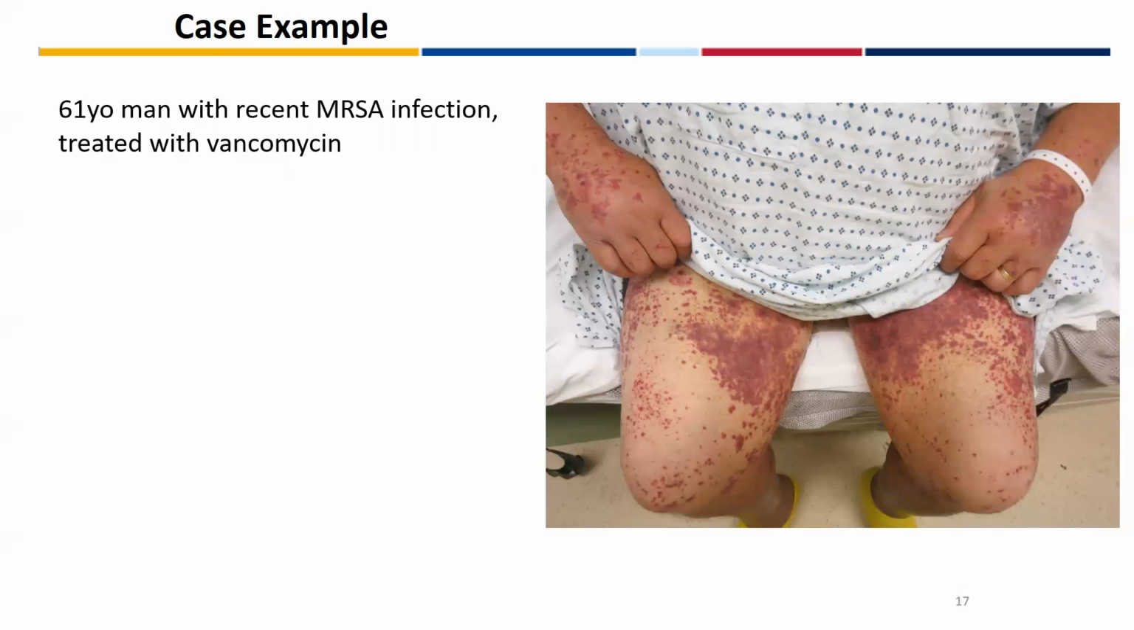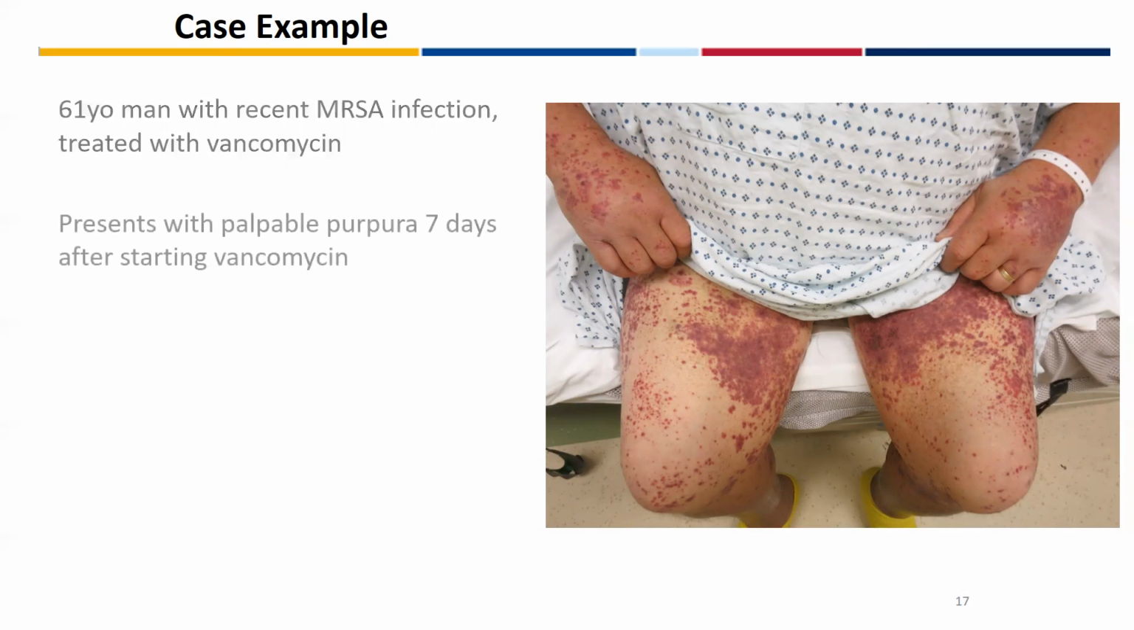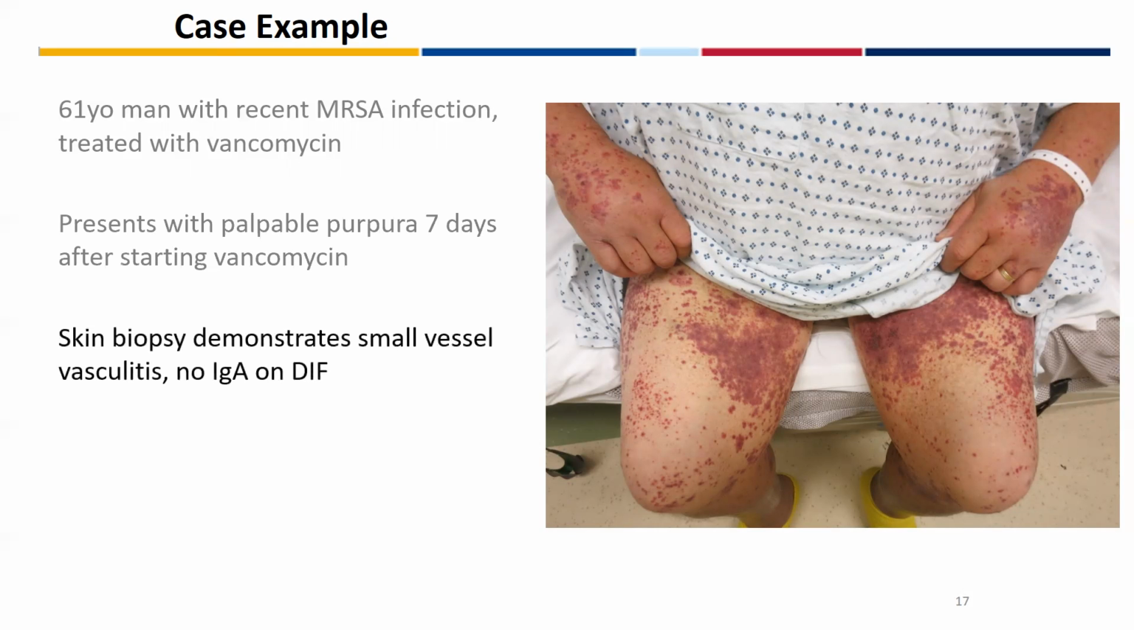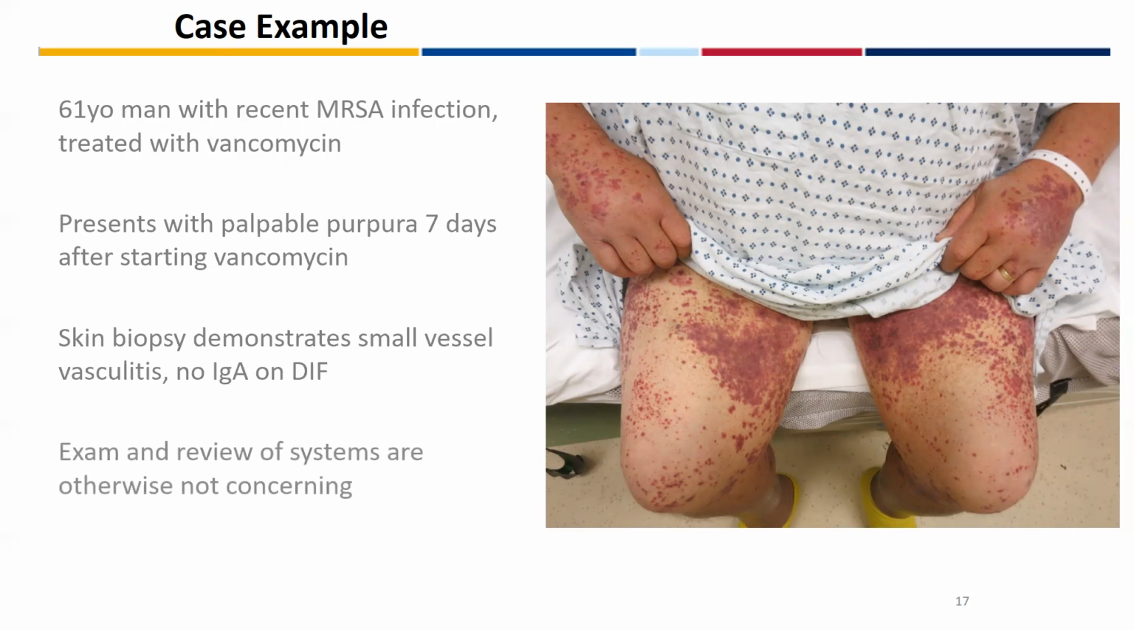So this is a fairly common scenario that you might encounter. A 61-year-old man with recent MRSA infection treated with vancomycin, who is now presenting with palpable purpura on the extremity 7 days later. Skin biopsy demonstrates small vessel vasculitis. No IgA is present on direct immunofluorescence, and his exam and review of systems are otherwise not concerning.